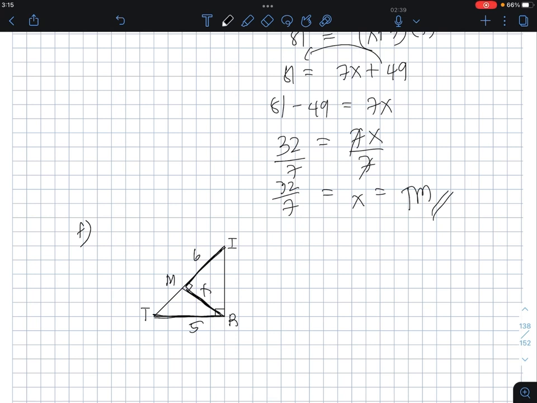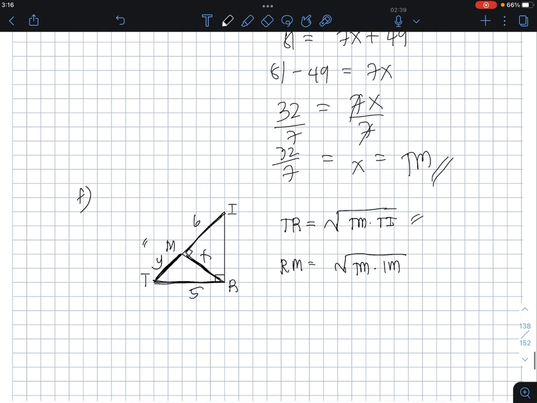So, pwede ko munang isolve itong TM. Let's say Y. Masasolve ko yon using the formula kanina na TR is equal to square root ng TM times TI. Right? And then, pag nasolve ko itong Y, which is TM, magagamit ko naman yung formula na RM is equal to square root ng TM times IM. Okay? So, gamitin ko muna itong formula na to.